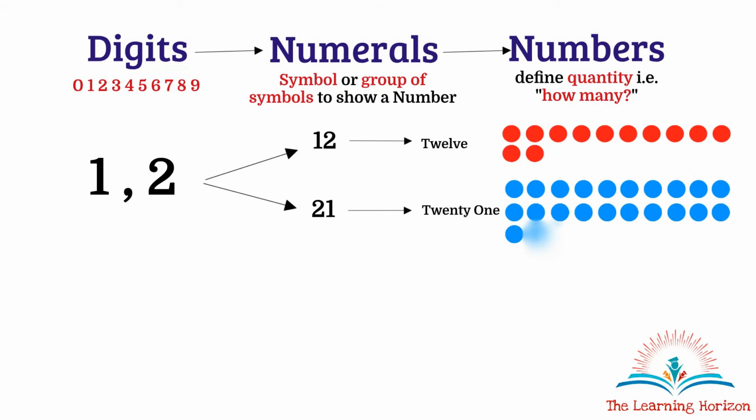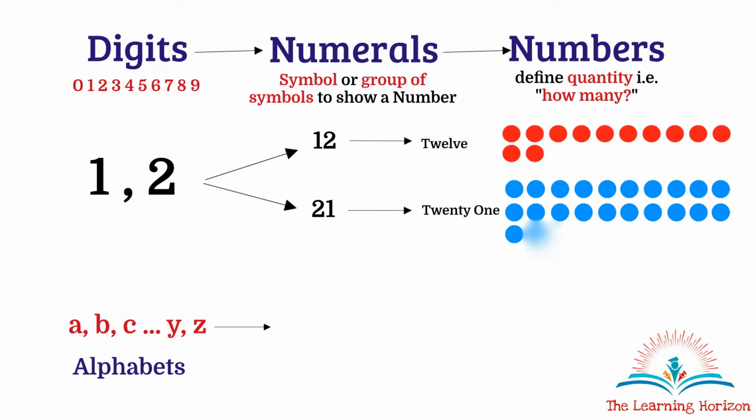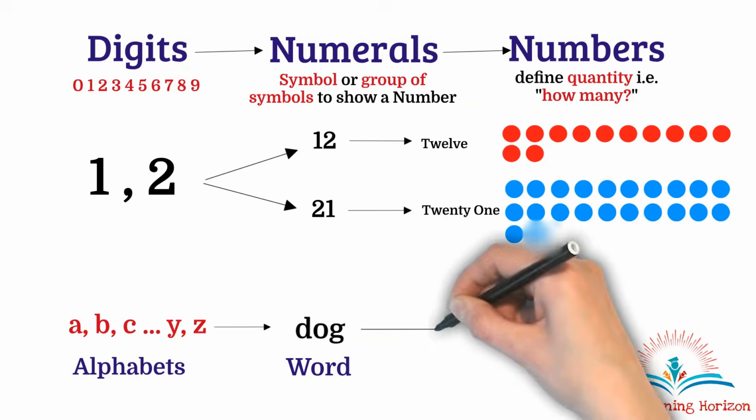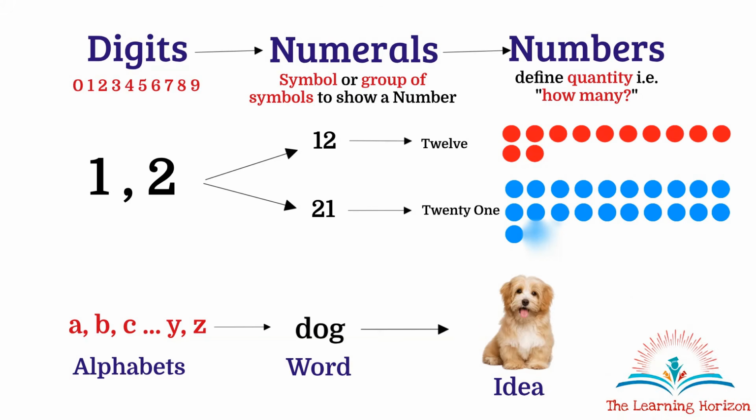Digits in math are like alphabets in English, where the letters A to Z are different symbols. These symbols group together to form a word, which is like a numeral in math. This word stands for an idea, and this idea is like numbers in math. Hope this clears the basic understanding of digits, numbers, and numerals.